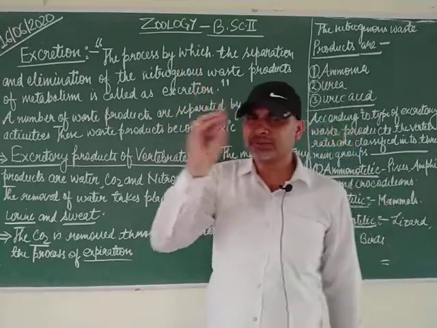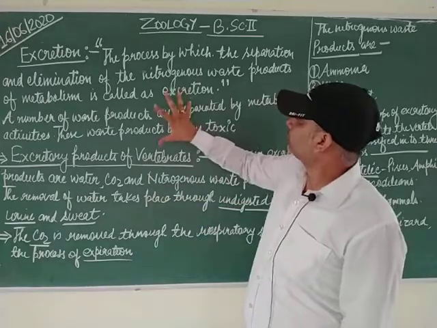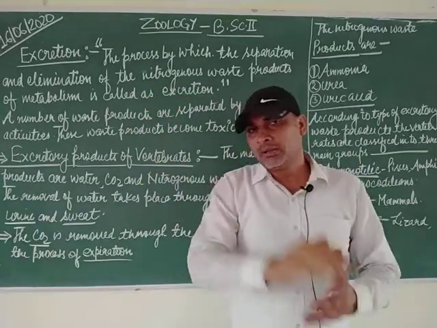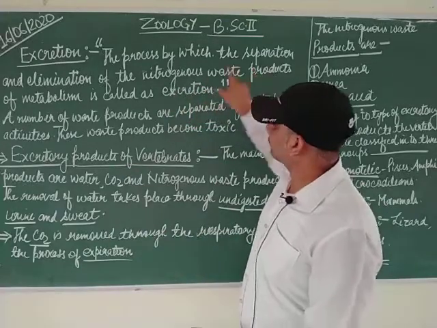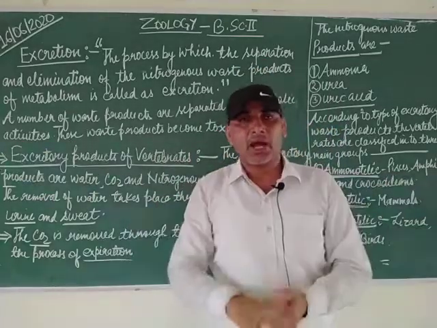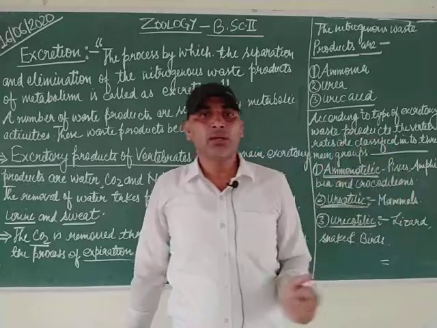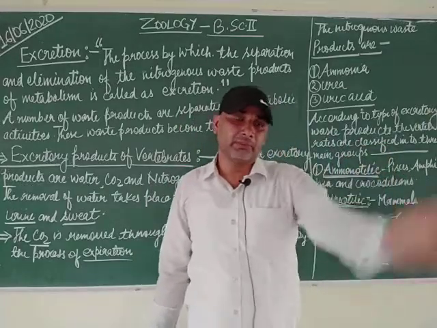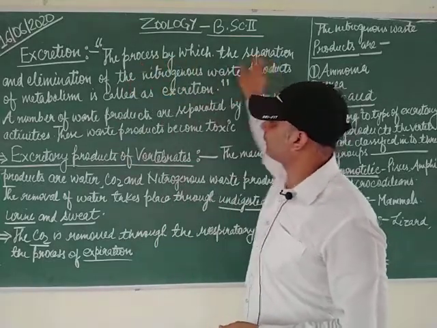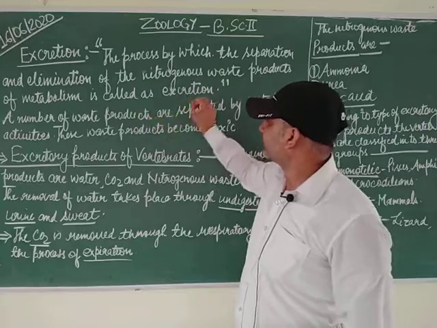Excretion, the process by which the separation and elimination of the nitrogenous waste products of the metabolism is called excretion. This is a very simple thing. In simple words, those materials or substances formed during or after metabolic processes are separated, first through isolation and degradation, and then eliminated from the substances participating in metabolism. So the process by which the separation and elimination of the nitrogenous waste products of the metabolism is called excretion.